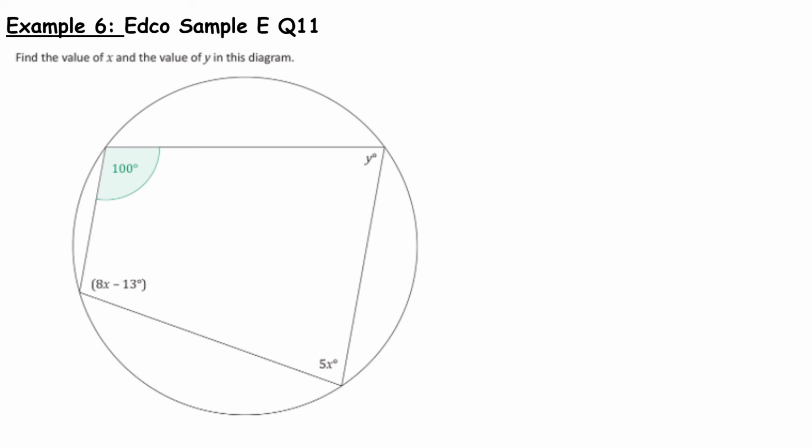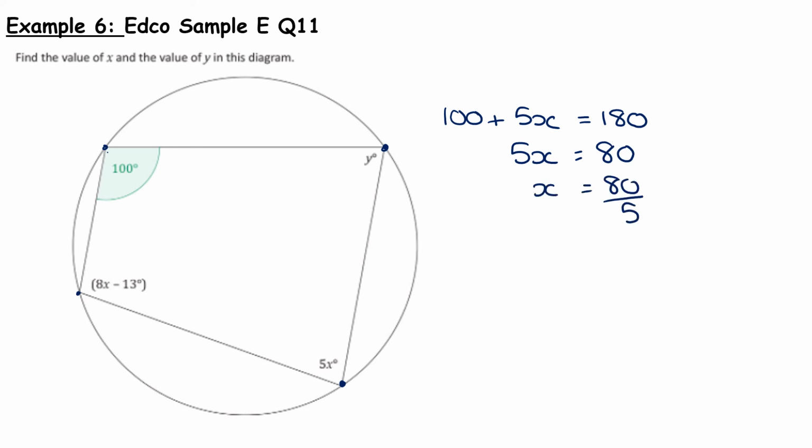Example 6 is from the Edco Sample Paper E and it's question 11, and this is an algebra based question. So what we have is two unknowns, x and y, and we're trying to solve for both of them. In the diagram we have a cyclic quadrilateral, so a four-sided shape, irregular, but all of its vertices sit on a circle. What we know about that is opposite angles add to 180. So I know that 100 plus 5 times x will have to equal 180 degrees. So by solving that, 5x would have to be 80 degrees. So x will be 80 divided by 5, which is 16 degrees.